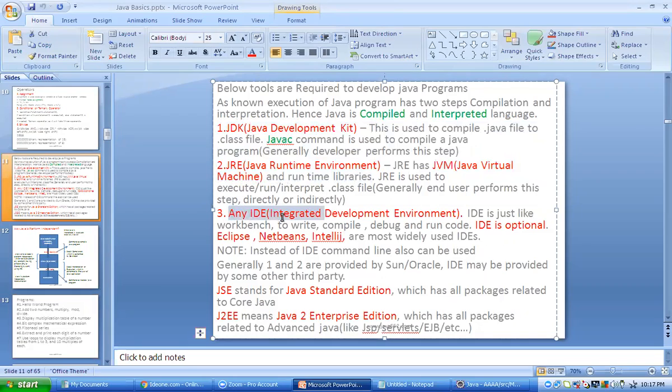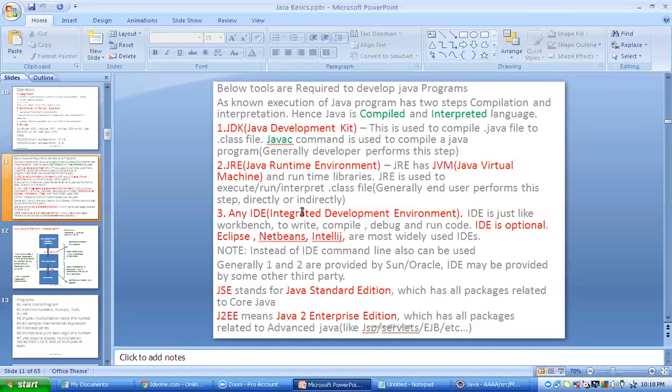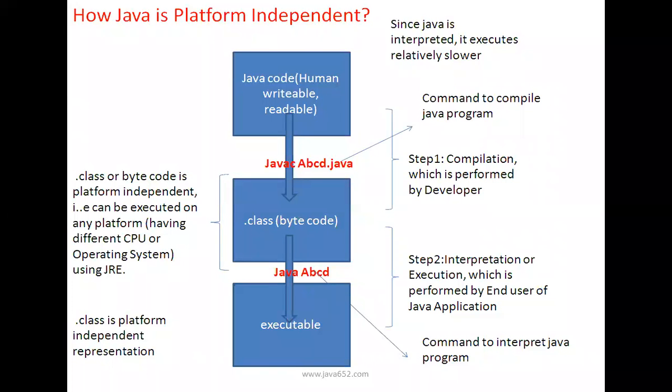Any third party can develop an IDE. Even we can develop one IDE and release it. Basically, this is to make the developer more comfortable. If you want to really see how the execution happens, can you see this diagram? I clearly explained here what exactly is platform independent.